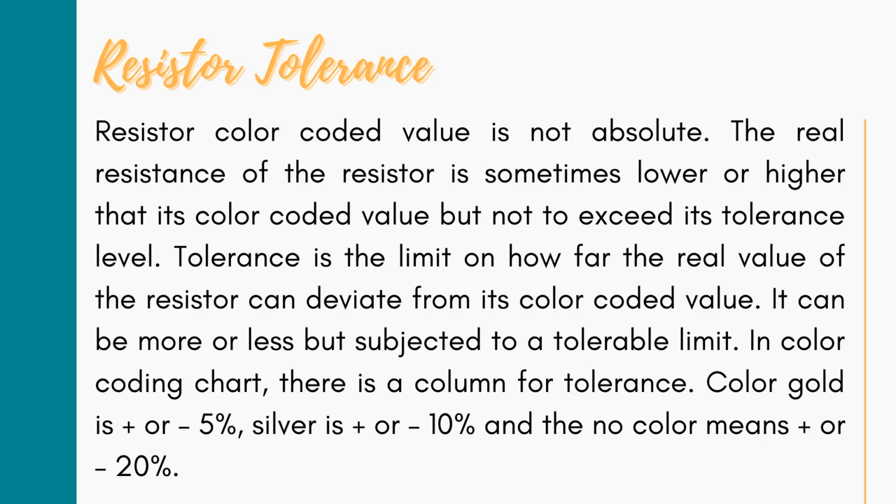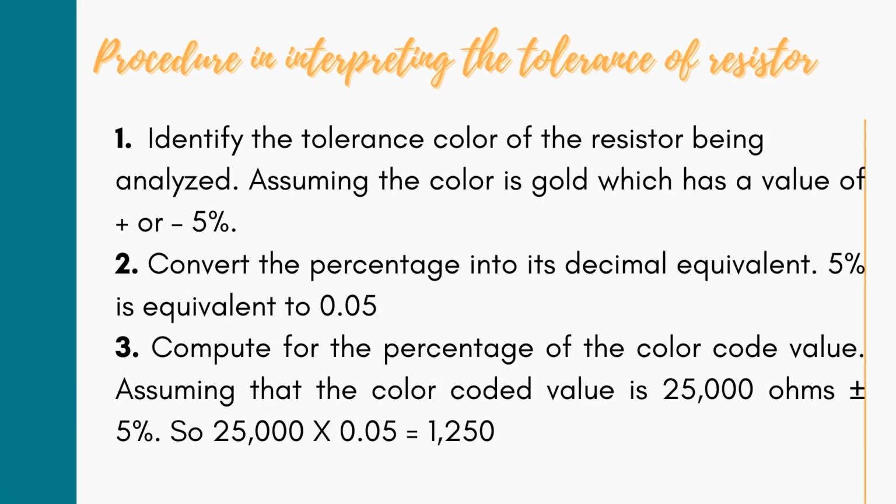Resistor tolerance. Resistor color-coded value is not absolute. The real resistance of the resistor is sometimes lower or higher than its color-coded value, but not to exceed its tolerance level. Tolerance is the limit on how far the real value of the resistor can deviate from its color-coded value. It can be more or less, but subjected to a tolerable limit. In color coding chart, there is a column for tolerance. Color gold is plus or minus 5%, silver is plus or minus 10%, and no color means plus or minus 20%.